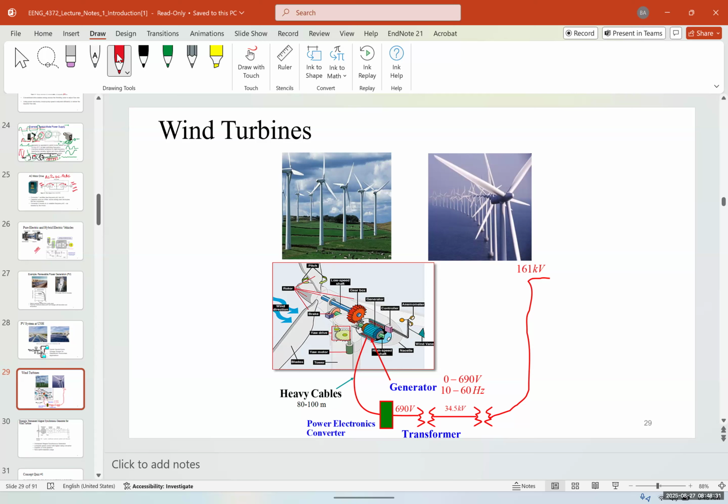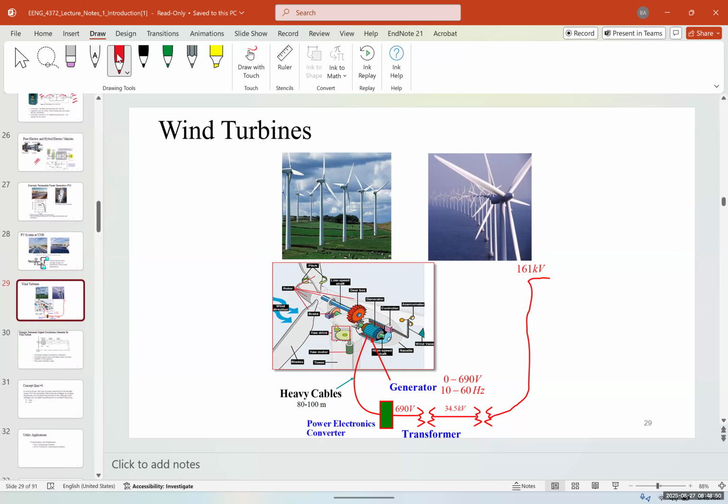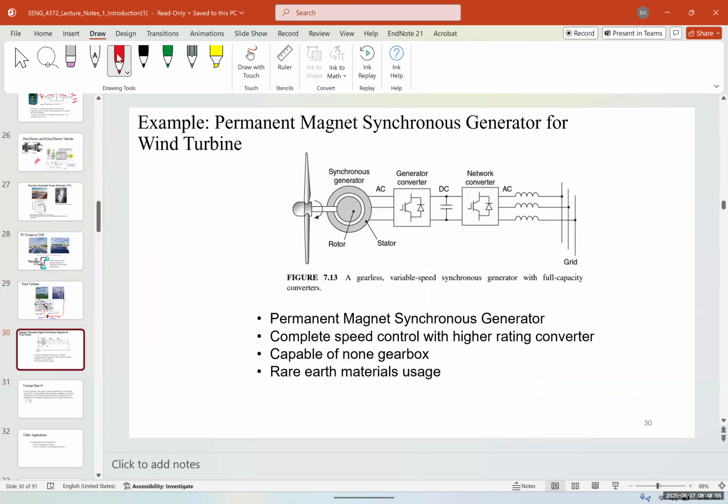And the way we have to do that, we have to have a lot of power electronic components, and we generate power in DC. Again, we have to convert that using an inverter to AC, and that requires a lot of power electronics. So new generation wind turbines use DC generators to reduce cost and make it lighter, but on the other hand, you have to have an inverter. This is an example of a permanent magnet synchronous generator for wind turbines.